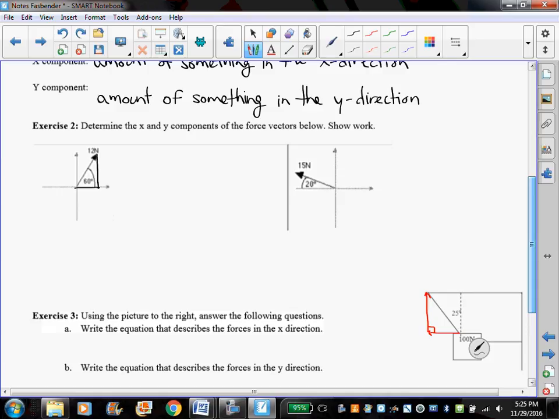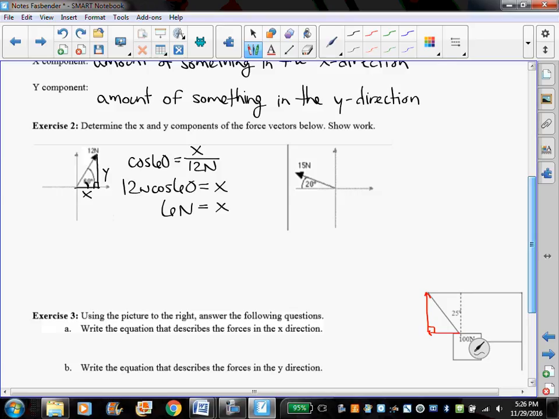And so what I want to do is make a right triangle out of that. And then I have my x component and my y component. If I wanted to find that x component, I see that it is the adjacent side to the 60 degrees, so I'm going to use cosine. I know that cosine of 60 degrees must be equal to my x component divided by 12 newtons. So I can multiply 12 to the other side. 12 cosine of 60 will tell me my x component. It must be 6 newtons. That is my x component.